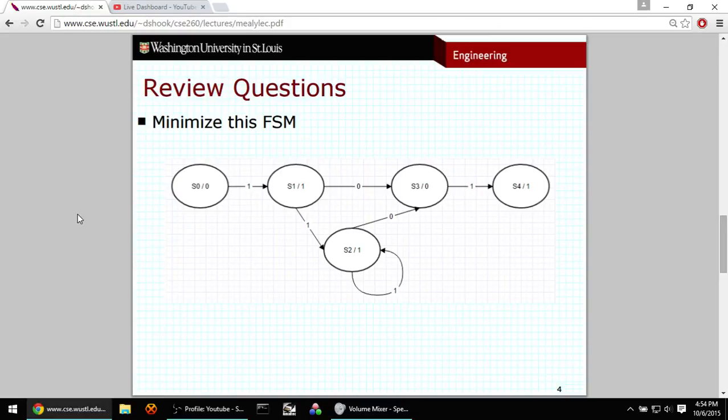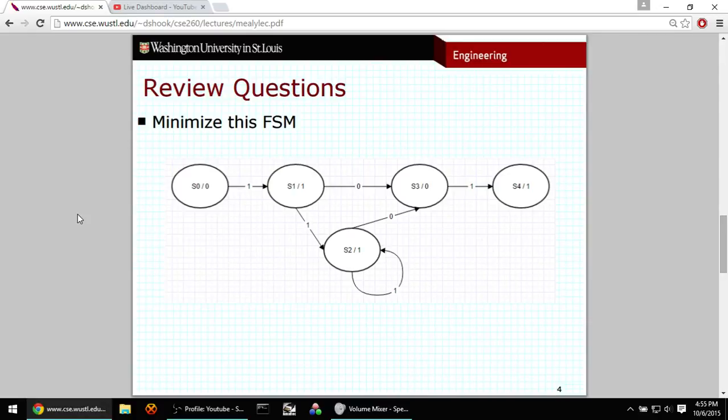Is it possible to merge two states that are not connected to each other? Yes, absolutely. It is possible to merge states that are not connected to each other if they're pointing to the same location. Just a quick, simple example, right? If I have S0 transitioning to S2, and then I also have S1 transitioning to S2 on the same input, then I could condense these two states down. Potentially, I mean, I left off a whole bunch of stuff over here that could prevent that from happening, potentially, right?